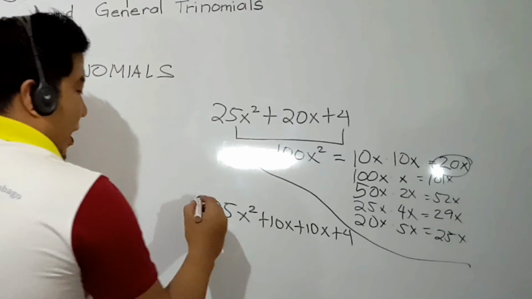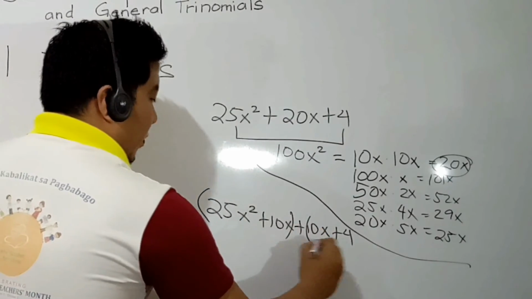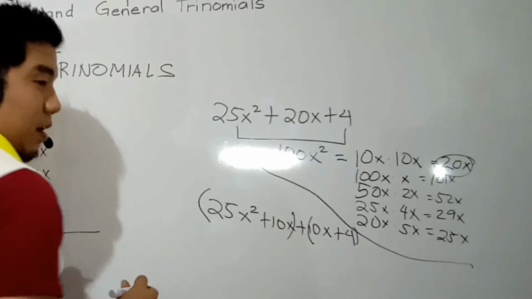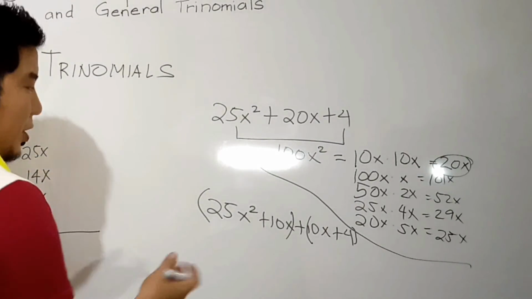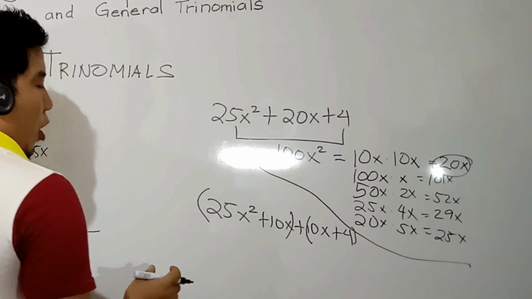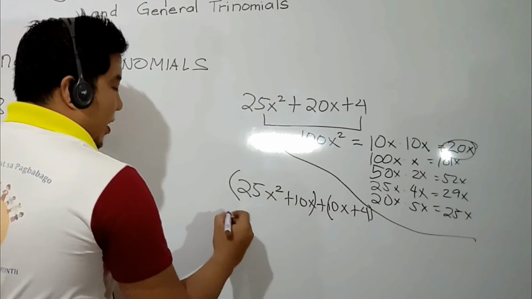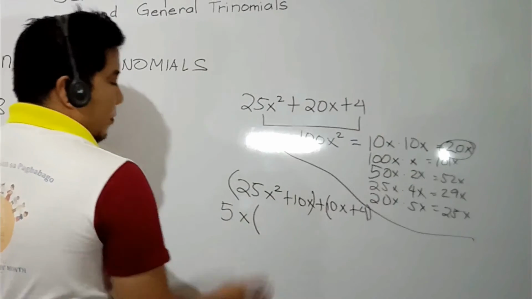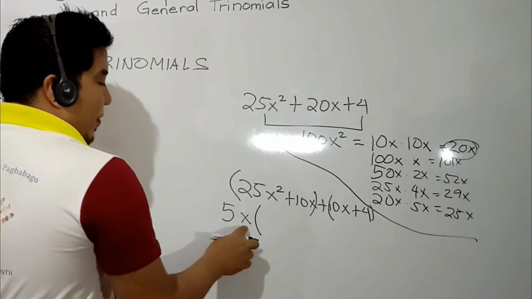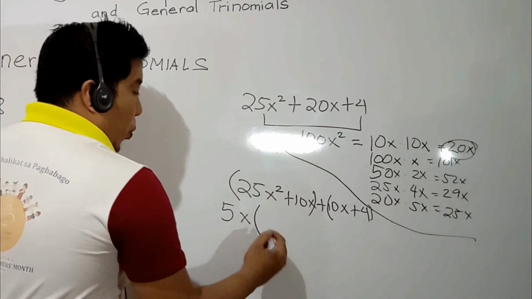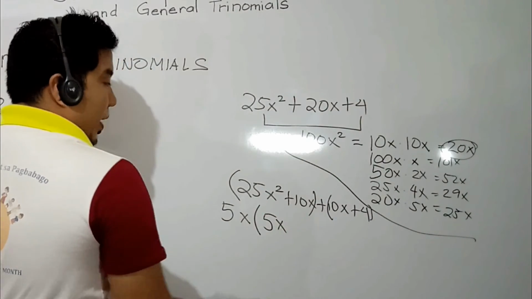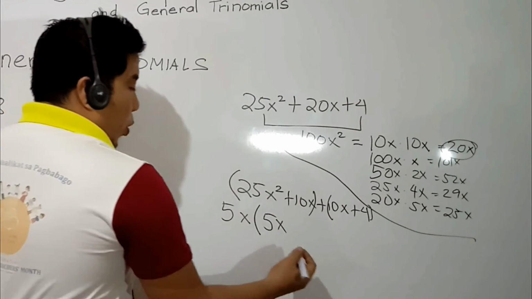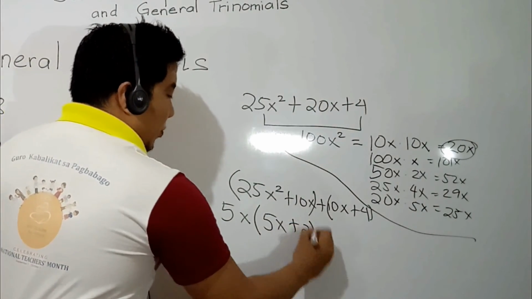Okay, and then I will group them. Then consider this as our common monomial factor. How do we extract the common monomial factor? 25 and 10, the common factor is 5. X squared and x, the common factor is x. If we extract 5x from 25x squared, we have 5x. If we extract 5x from 10x, we have positive 2.